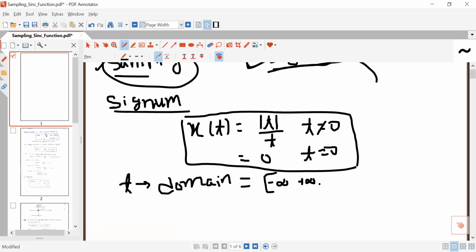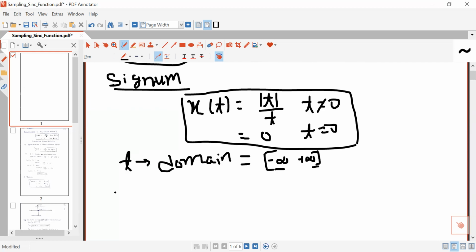You can substitute t equal to plus 1, plus 2, plus 3, plus 4, or you can substitute t equal to minus 1, minus 2, minus 3. Also, you can substitute the value of t in decimals, 1.11, 1.22, minus 1.11, minus 1.12. You can substitute any real value of t. So the domain has an infinite set of values for this mathematical expression.